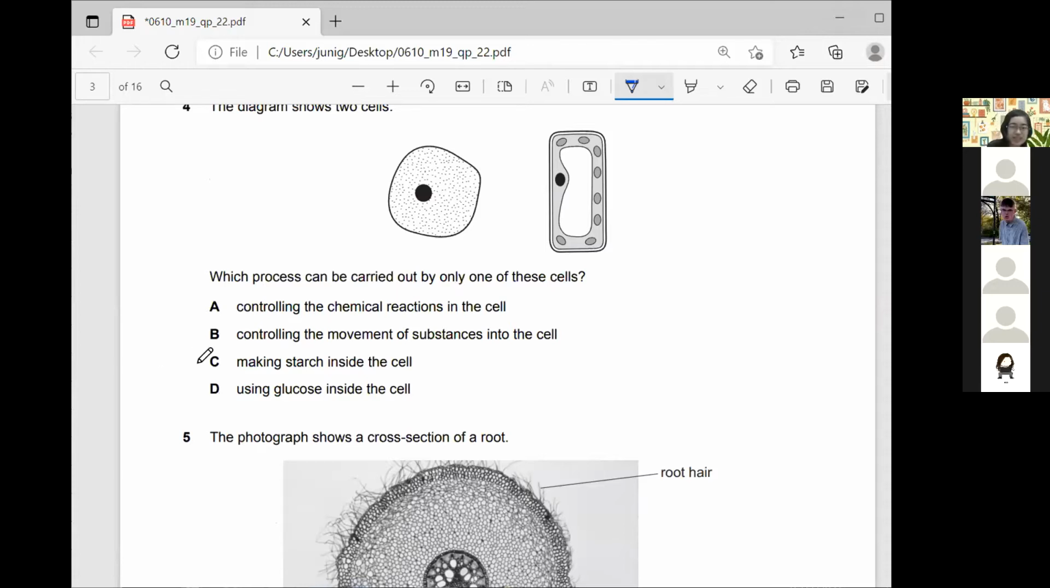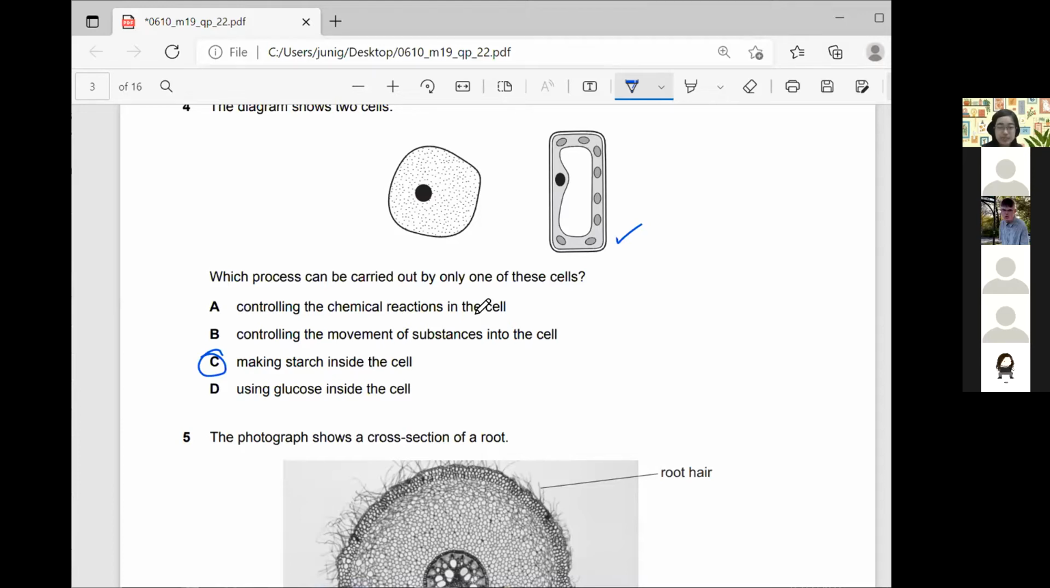Okay, the answer is C, making starch, only the plant. Okay, make starch. You say A. Okay, controlling chemical reactions in the cell. This one, no lah. Okay, the nucleus is in charge of the chemical reactions in the cell, right? No lah, both also can.